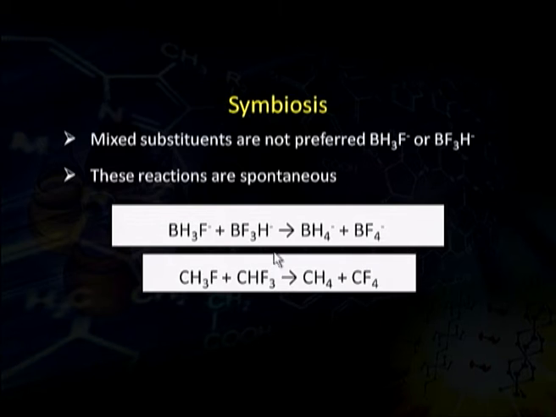Similarly, in this case we have CH3F and CHF3. Here also we see the center carbon is attached to 2 different types of substituents. So, when these 2 react together, they form CH4 and CF4. The similar substituents get attached to one center. So, this is what symbiosis is.